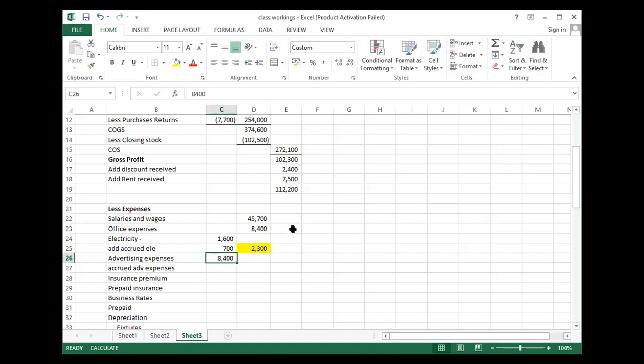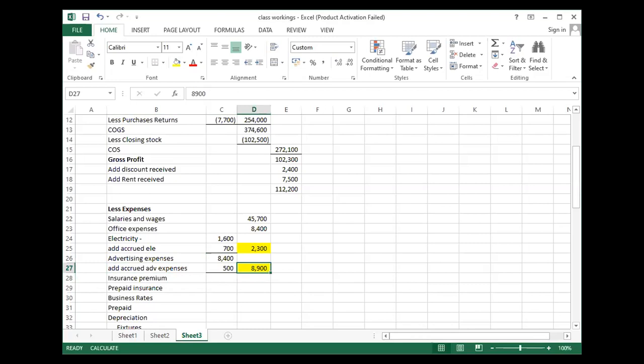In the additional information, we have been told that advertising expenses accrued amounted to 500. That is the same as what we have done before. We have dealt with the issue of accrual or accrued, and therefore here we are adding, right? You add accrued, and when you add, you get 8,900. Thank you, Davis and Nyabuto again.